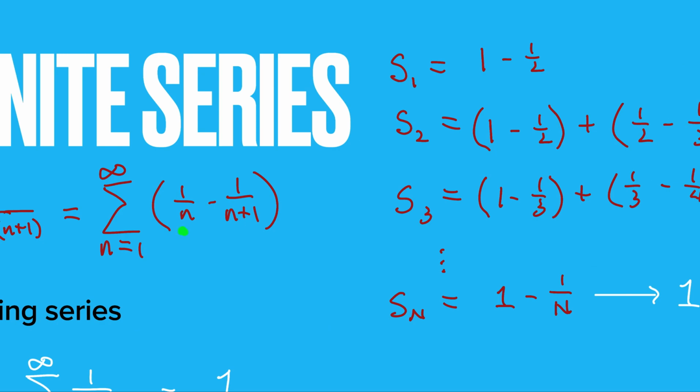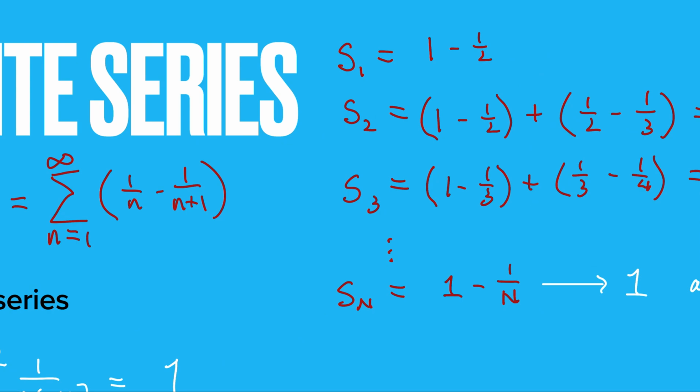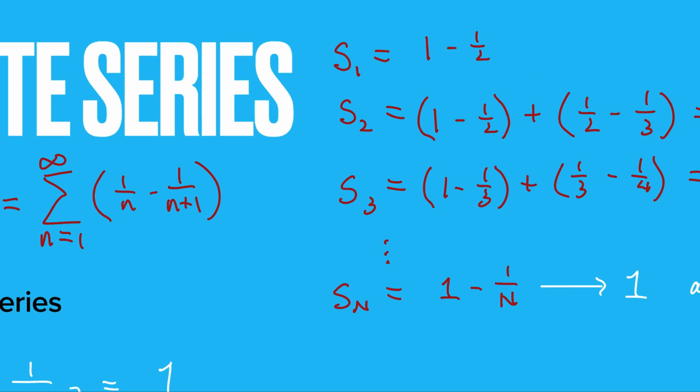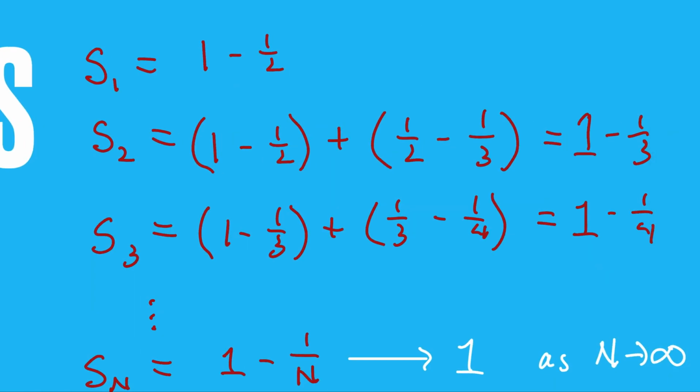So, if we look at partial sums, let's start off with S sub 1. 1 over 1 is 1, and 1 over 1 plus 1 is 1/2. All right. The next partial sum is the very first partial sum, and then add in the next term. Well, it's 1 over the index minus 1 over the index plus 1.